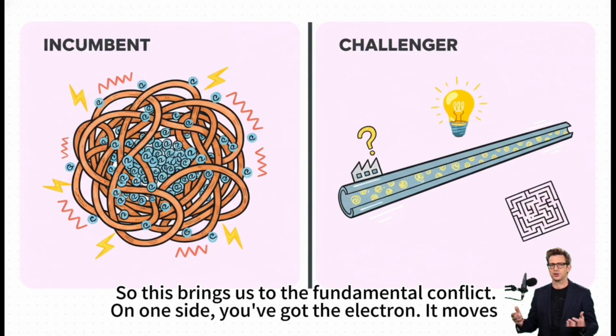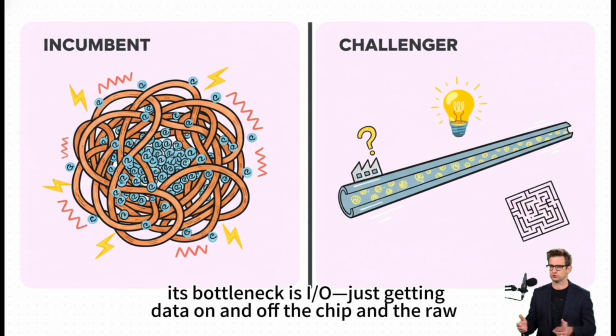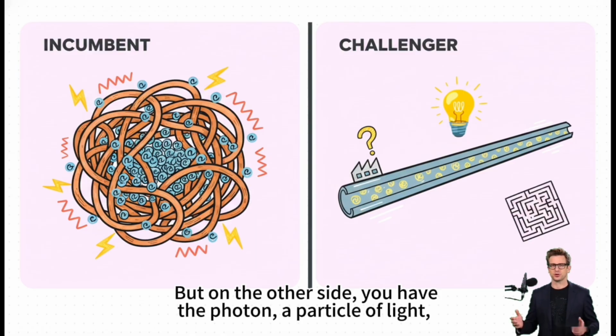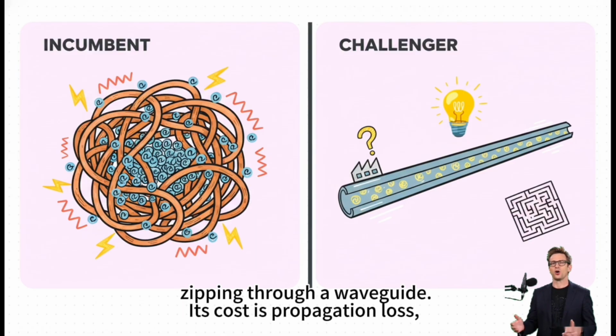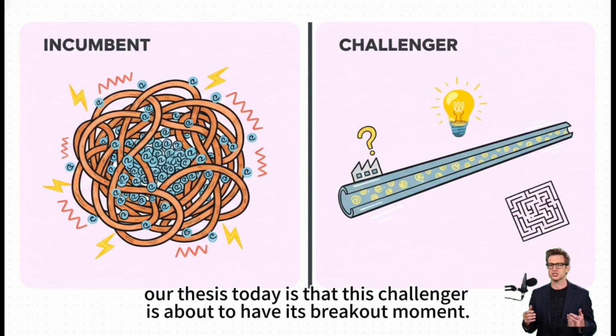So this brings us to the fundamental conflict. On one side, you've got the electron. It moves through copper, and its biggest cost is the heat it generates from resistance. Today, its bottleneck is I/O, just getting data on and off the chip and the raw power that takes. It's the entrenched incumbent. But on the other side, you have the photon, a particle of light zipping through a waveguide. Its cost is propagation loss, and its challenges are all about manufacturing and precise control. It is the challenger. And our thesis today is that this challenger is about to have its breakout moment.